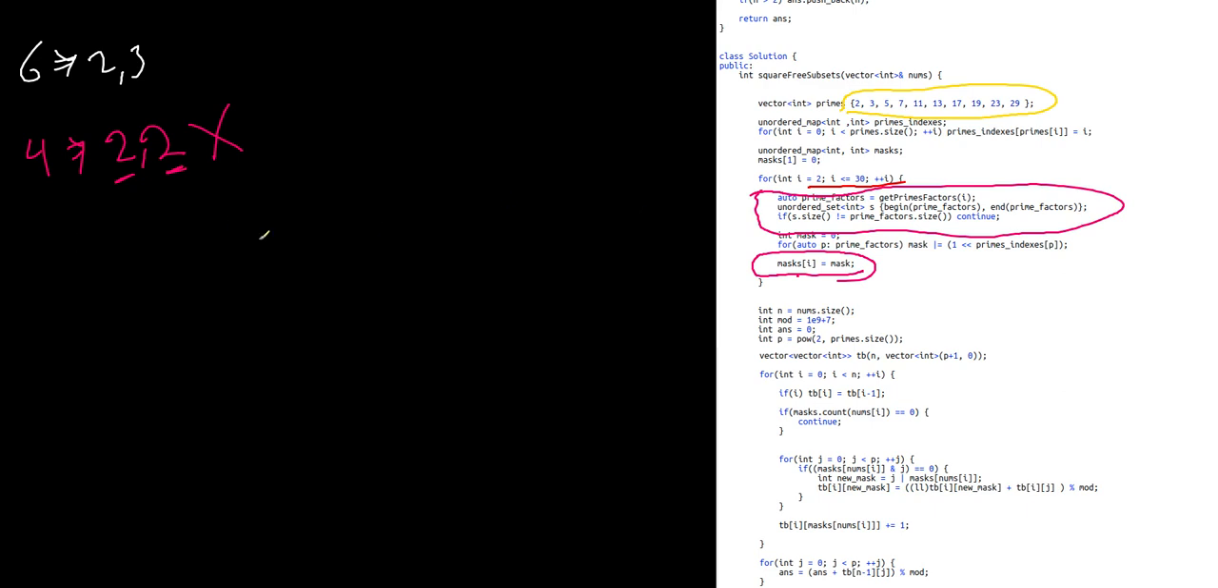As we said, for 14 its mask is 9, for 6 its mask is 3, for example for 2 its mask is 1, and so on. And also the mask of 1 is 0. 1 is not a prime number, so there is no bit set to 1. We assign the value 0 as a mask.